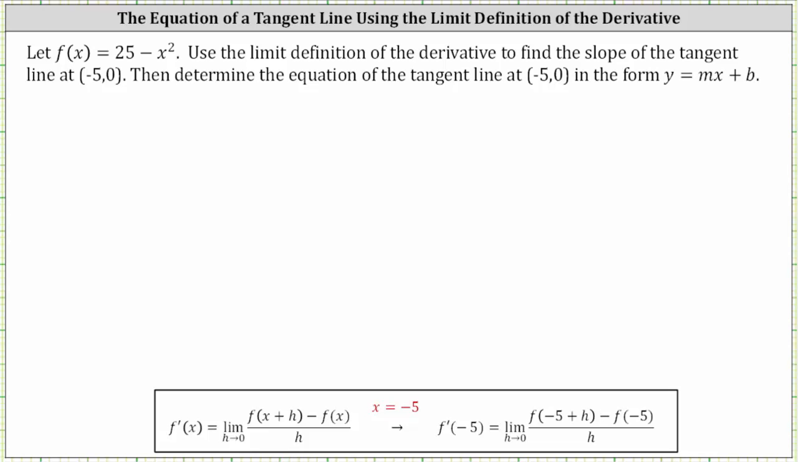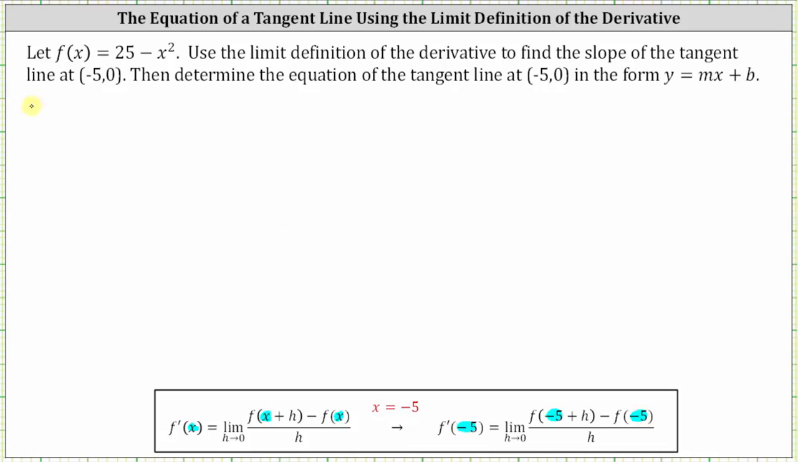So one method to find the slope of the tangent line at x equals negative 5 would be to find the derivative function using the limit definition of the derivative shown below, and then evaluating the derivative function at x equals negative 5. However, we can find the slope of the tangent line in one step by substituting negative 5 for x in the limit definition of the derivative, which will give us f prime of negative 5, which will be the slope of the tangent line at x equals negative 5. So taking this approach, we can find the slope of the tangent line in just one step. And that's what we will do in this lesson.